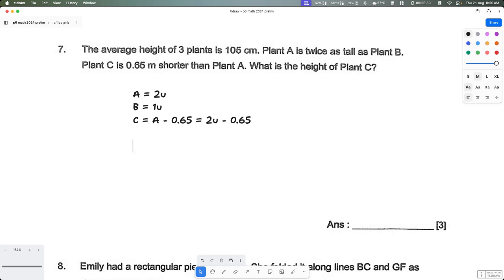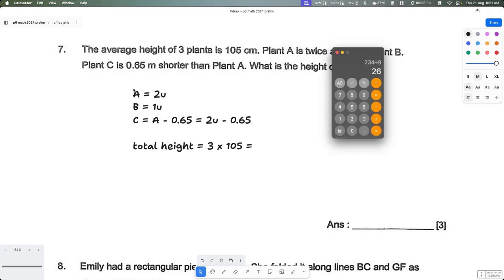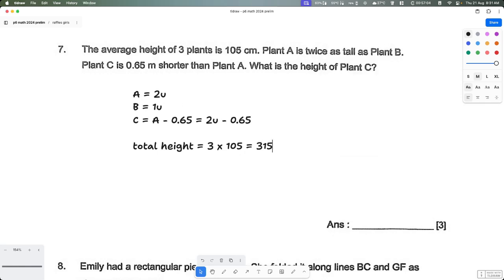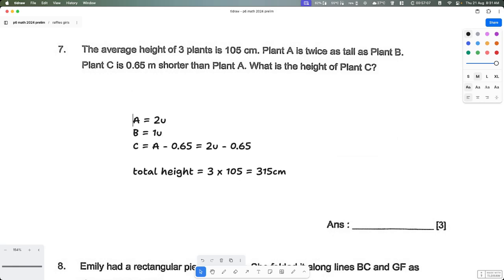So the average height, so the total height is equal to 3 times 105, which is 315 centimeters. At the same time, we also want to convert 0.65 meters. 0.65 times 100 is equal to 65 centimeters. Let's put this as 65 instead so that we can calculate it more easily. Now we have the total height.